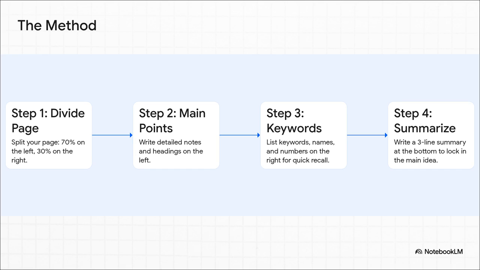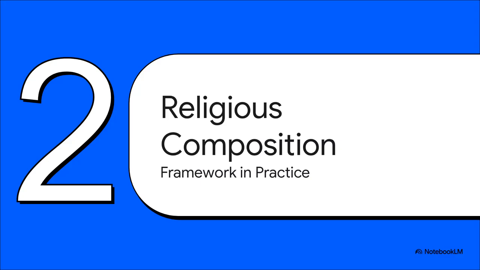Then, you just divide the page into two columns. A big one on the left, about 70% for your main points and headings, and a smaller 30% column on the right. Now that right-hand column, that's gold. It's where you jot down keywords, names, and numbers for quick recall. And finally, at the very bottom, you draw a box and write a quick 3 or 4 line summary. This forces you to nail down the core idea of the whole page. All right, enough talk. Let's put this framework to the test.